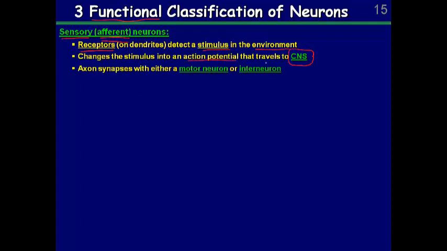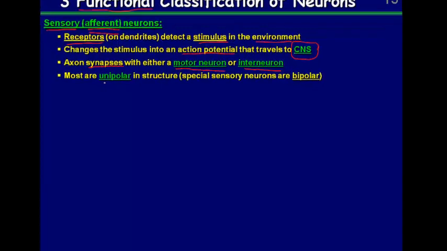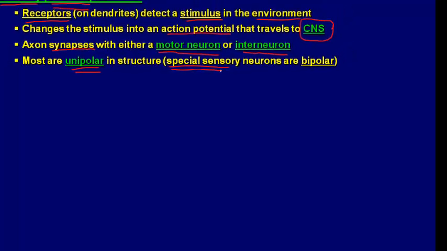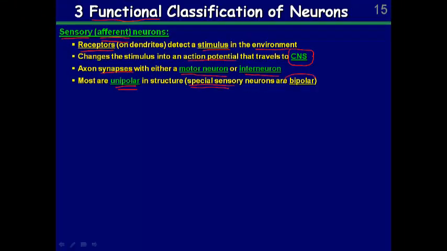These neurons will then go into the CNS. They will either synapse. If you remember what synapse means, it's a connection, or when two things come very close to one another. These sensory neurons either synapse with a motor neuron or an interneuron. Most sensory neurons are unipolar. Again, mentioned that on the previous slide. That's an anatomical or structural category, unless they're in the special senses. Eyes, nose, ear. Those would be bipolar.